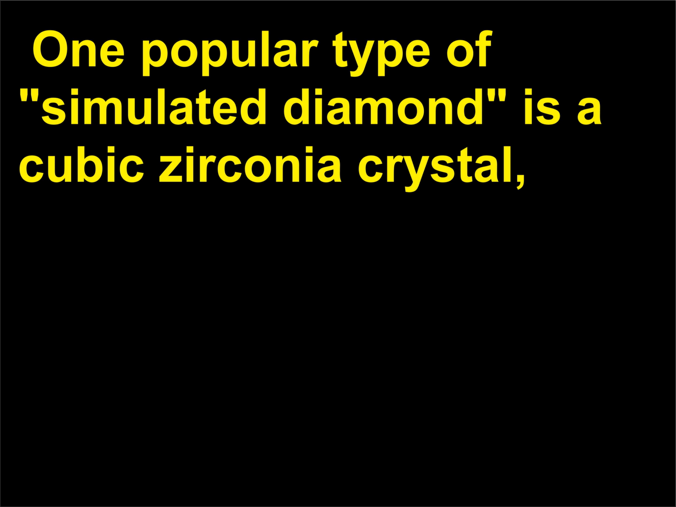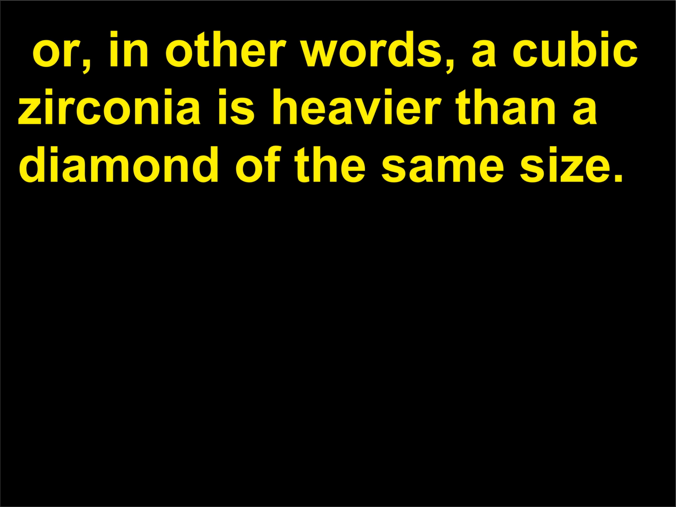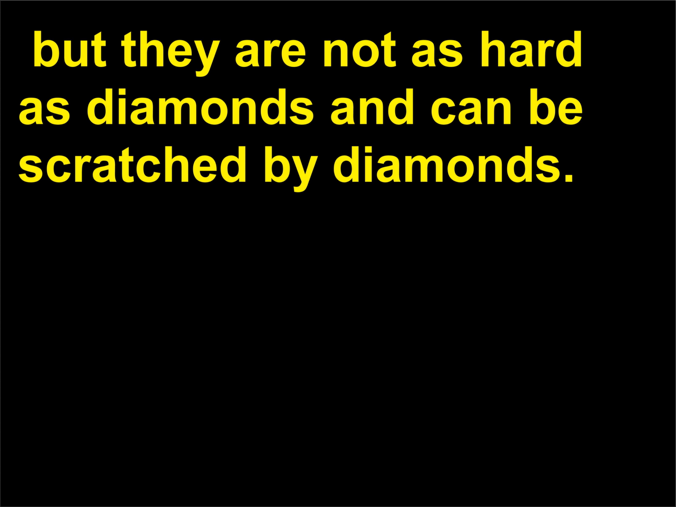One popular type of simulated diamond is a cubic zirconia crystal, which is a crystal with the chemical formula ZrO2. Cubic zirconia are more dense than diamonds. Or, in other words, a cubic zirconia is heavier than a diamond of the same size. They are also a fairly hard material as minerals go, but they are not as hard as diamonds and can be scratched by diamonds.